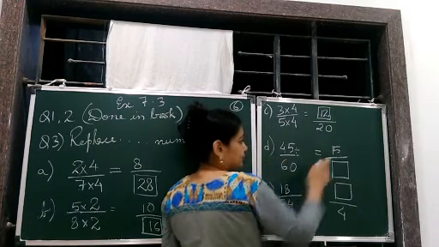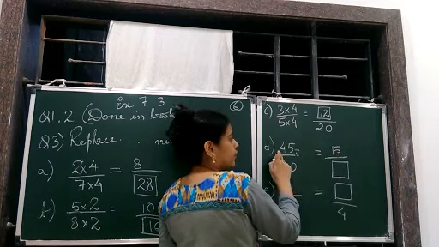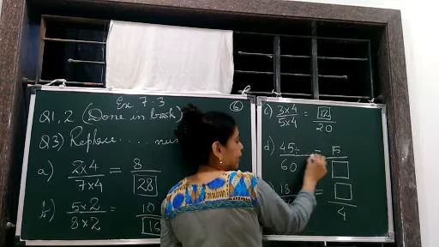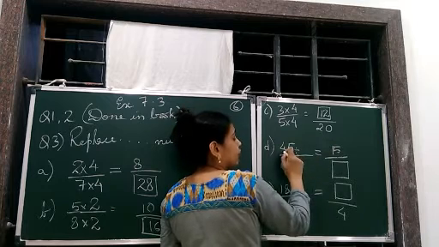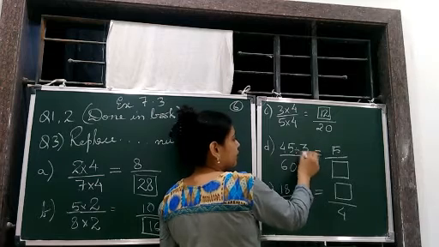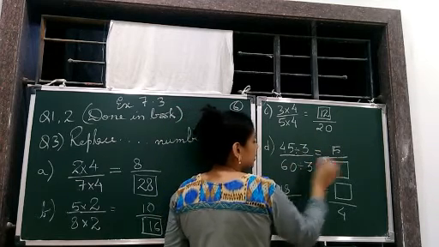12. Now, here the numerator is smaller than the numerator here. That means we will divide. So by what number should you divide 45 so that you get 15? It is 3. 45 divided by 3 gives you 15. So 60 divided by 3 will give you 20.